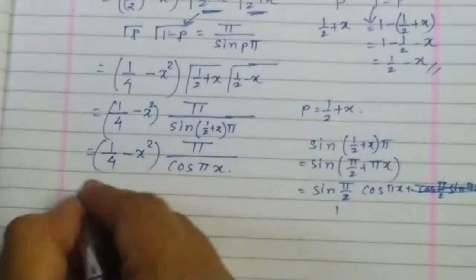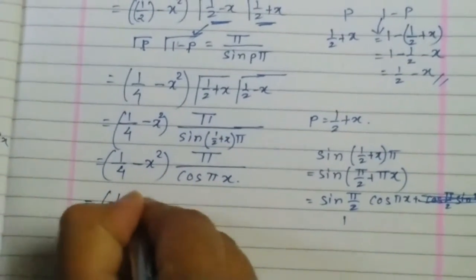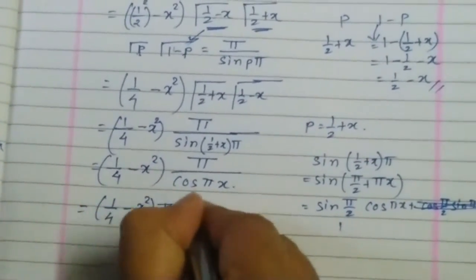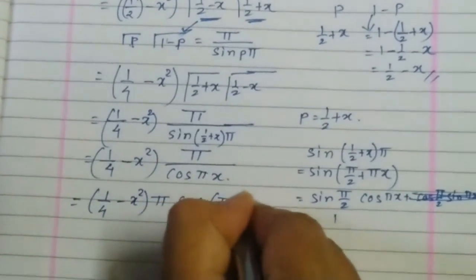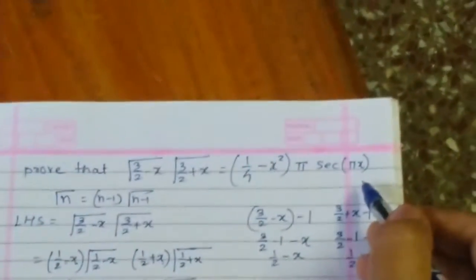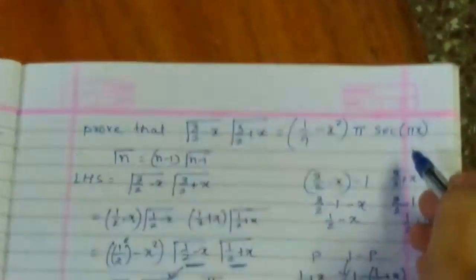Okay. What is 1 upon cos pi x? Yes? Correct. It is sec of pi x. Now see, am I getting my required answer? Yes, we are getting this.